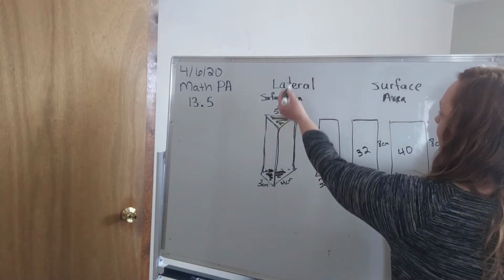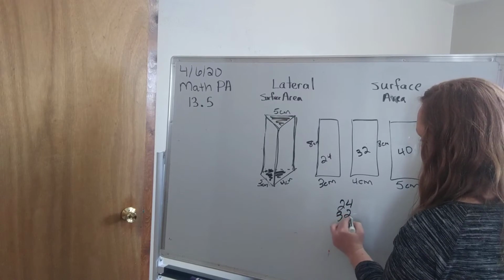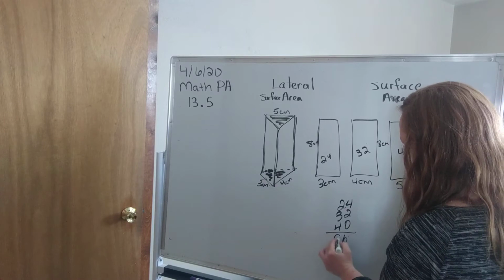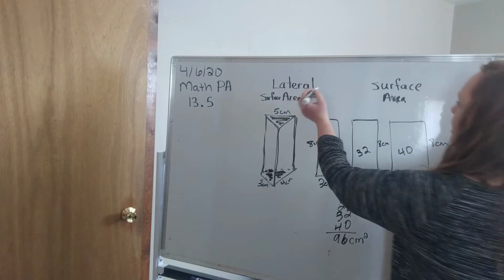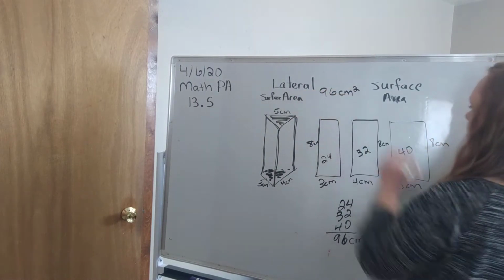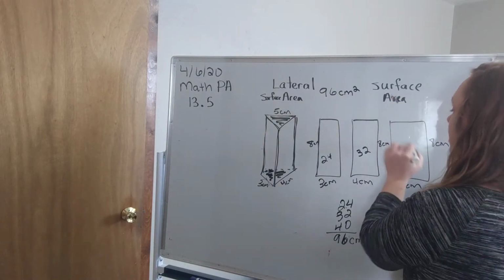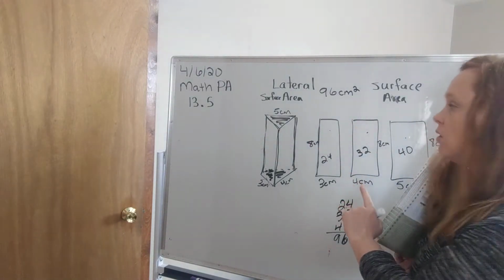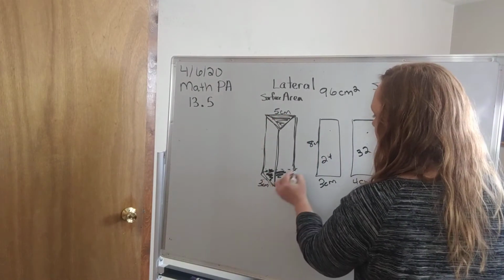So now, to find my lateral surface area of the shape, I'm going to add together 24 plus 32 plus 40. 96. So 96 centimeters squared is my lateral surface area. Now, when I want to find my surface area, I also need to find the lateral, but now that I know it, I don't have to go re-find it, okay? But I need to add in the area of the bases, okay?